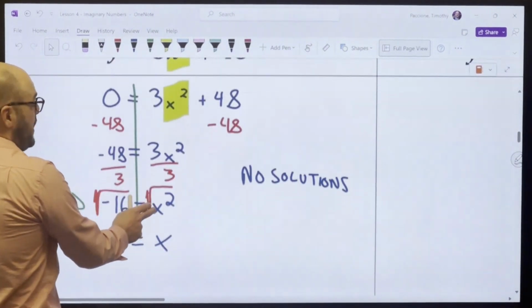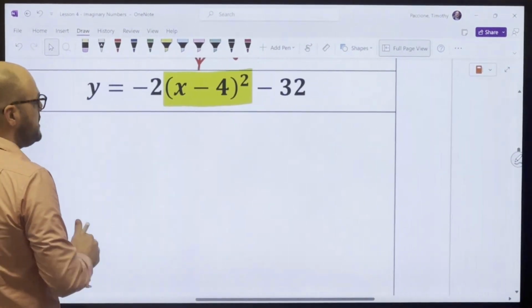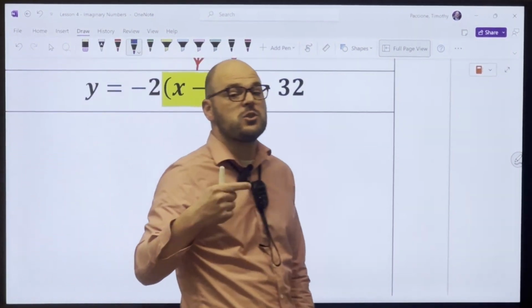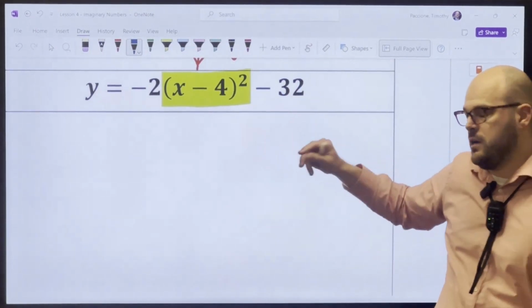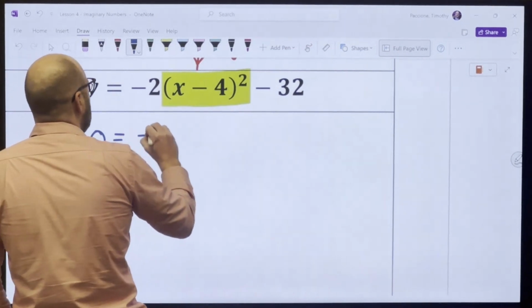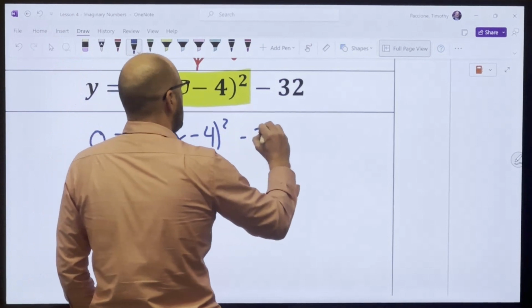And guess what? Spoiler alert. What do you think is going to happen over here? Very similar thing, right? But we're going to go through it because this will be good practice for using square root to do vertex form, which is a little trickier. So again, we set it equal to 0. Negative 2 times x minus 4 squared minus 32.